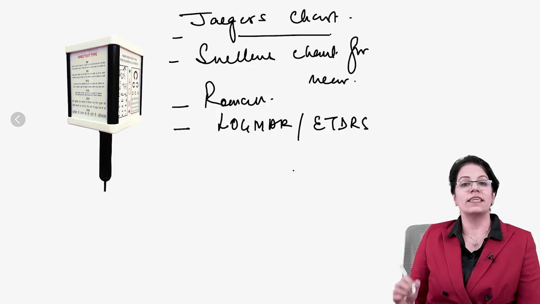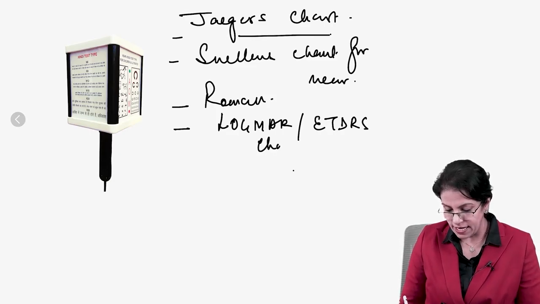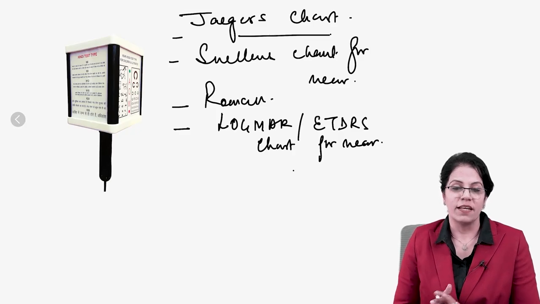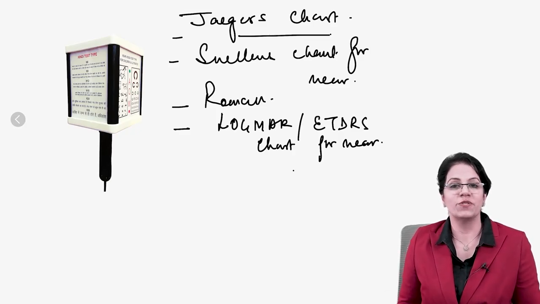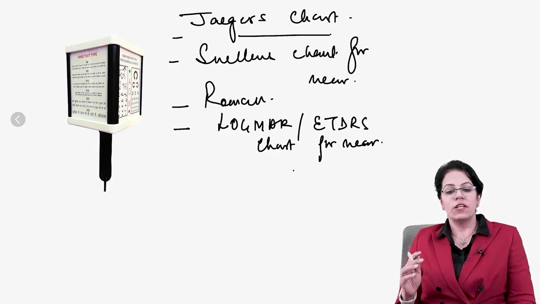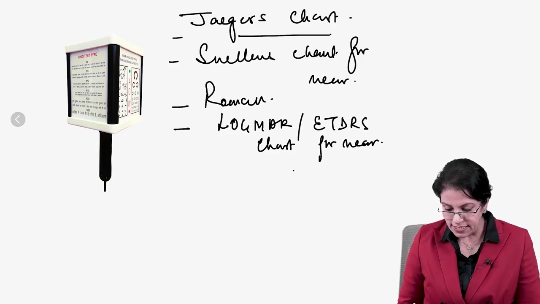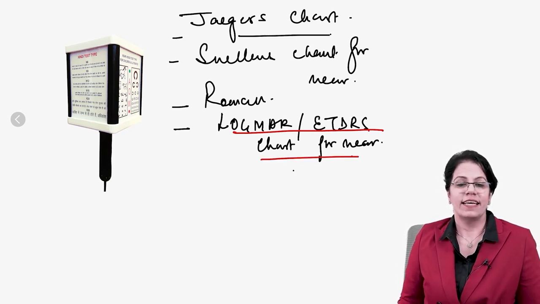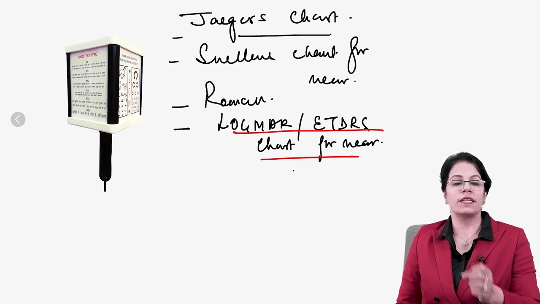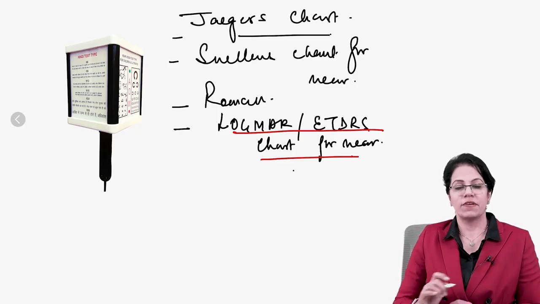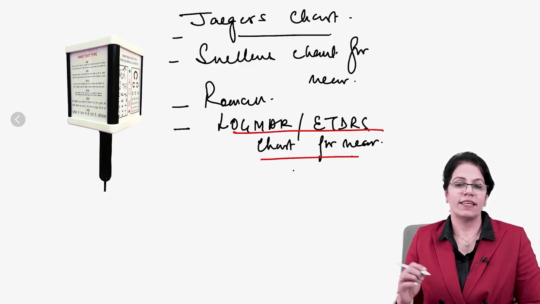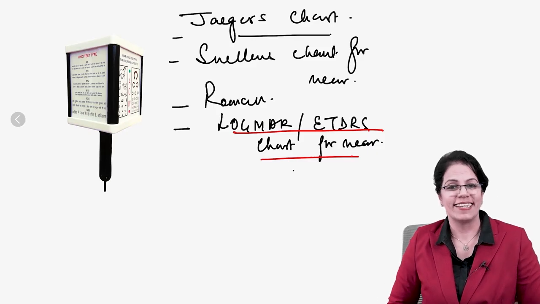So, logMAR ETDRS chart for near. This is again available for near. So, you should just be familiar with the names regarding near, how to test the near vision. We also have the logMAR version and ETDRS version for these charts for near, right? So here, what is the method? We keep it at a near distance and we read the letters and we are again naming it like this: N6, N9, N12 and so on, right?